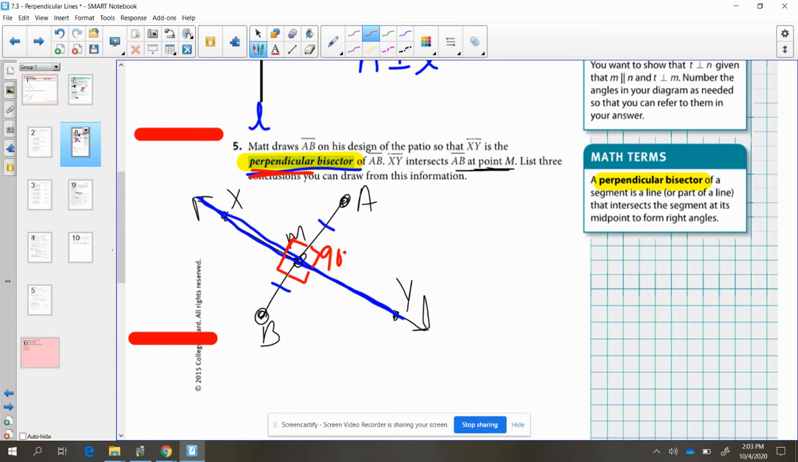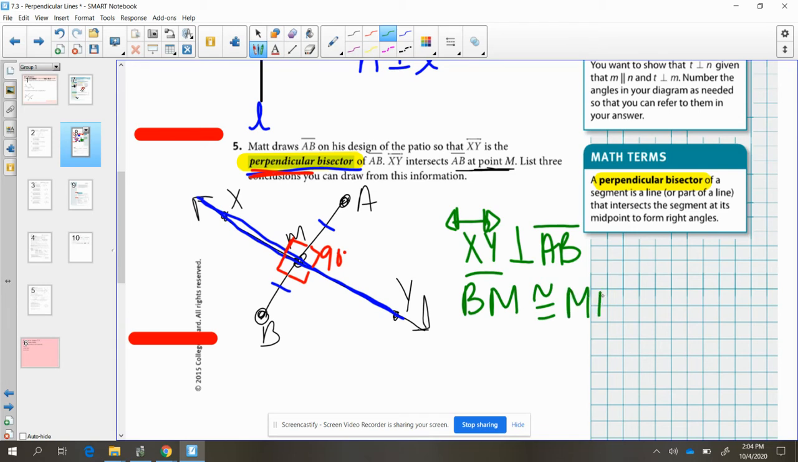So we're allowed to say a couple things in this case. First of all, that line XY is perpendicular to segment AB. This is my line symbol, those are arrows. And again, we are allowed to say that BM is congruent to MA because of that bisection. And finally, of course, that M is the midpoint. Those are some conclusions we can draw there. All right.